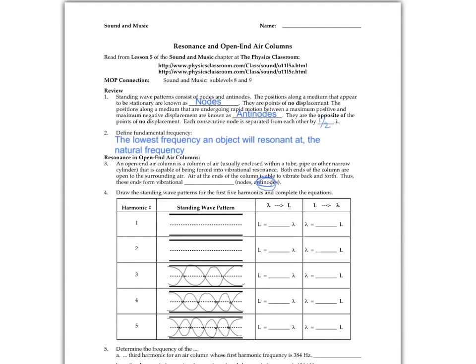Let's take a look at resonance in open pipes. This worksheet comes to us from the Physics Classroom, so be sure to check out these resources above if you have additional questions or want to look for some extra practice.